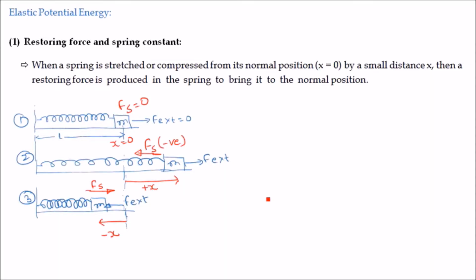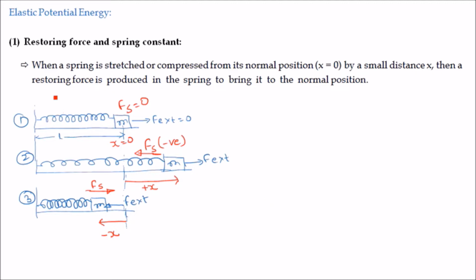Friends, now we will discuss elastic potential energy. So what is restoring force and the spring constant? If a spring having natural length equal to L, which is shown in this figure, is stretched or compressed from its normal position, that is from x is equal to 0, by a small distance x, then a restoring force is produced in the spring which wants to bring it back to the normal position. So this is shown in this figure.